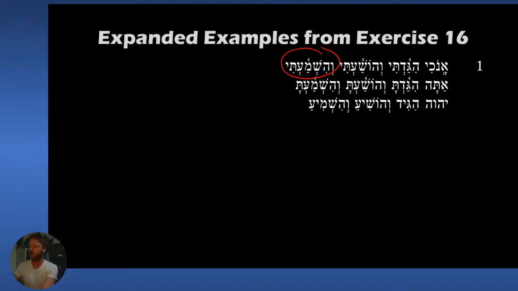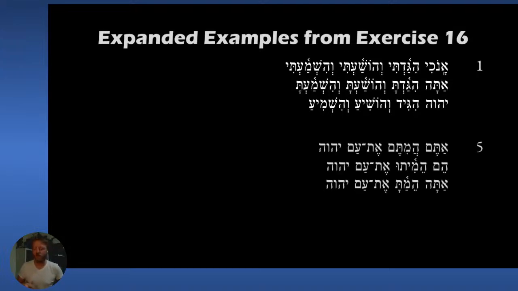We say this when we play music out loud. We mashmi'im musika. We make music heard. Ata higadeta vehoshata vehishmata. Okay, you see that the forms change for ata. Then in the third person, Adonai higid vehoshia vehishmiya. These are the same sentence with just different subjects.